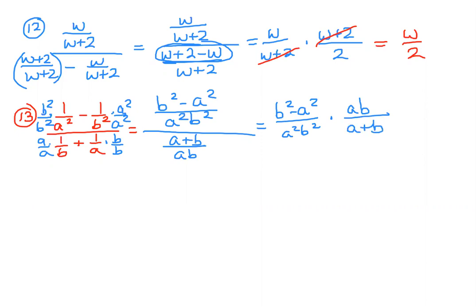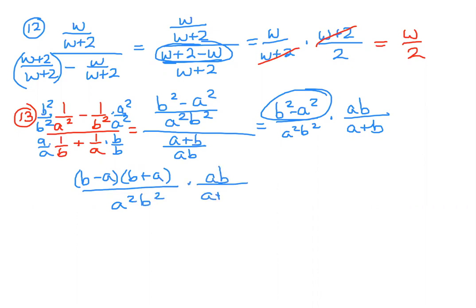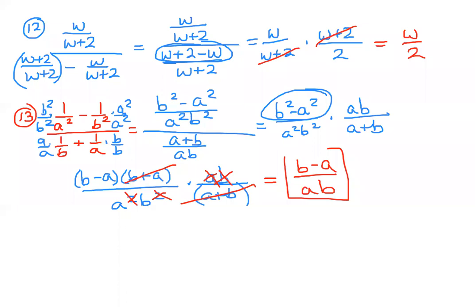And we have to factor this b squared minus a squared. It is a difference of two perfect squares. (b minus a)(b plus a) over a squared b squared times ab over (a plus b). And let's see what we can cancel. We can cancel those because b plus a and a plus b are the same thing. Here we have one a, we can cancel that. One b, cancel that. And we're left with (b minus a) over ab. And that is our answer for that one.